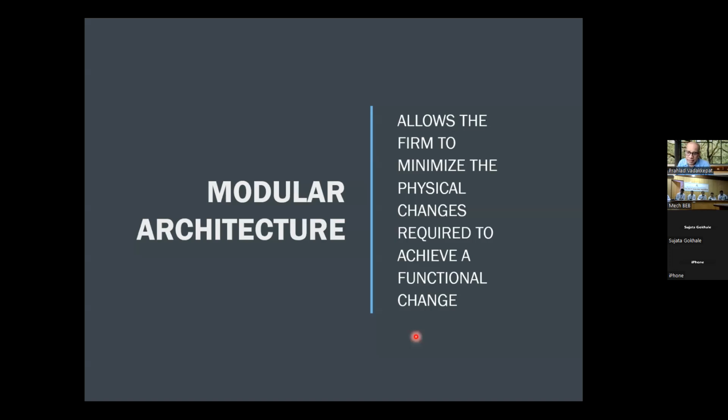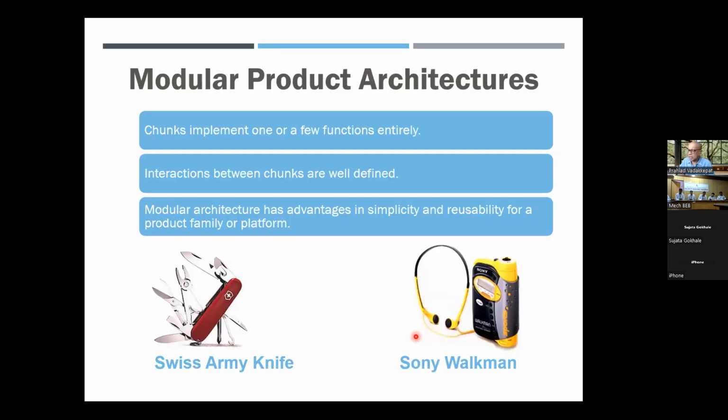Now, modular architecture. This allows the firm to minimize the physical changes required to achieve a functional change. So chunks implement one or a few functions entirely. Interactions between chunks are well defined. Modular architecture has advantage in simplicity and reusability. So Swiss Army knife, each one of them modular. Now Sony Walkman is not there, but modular.